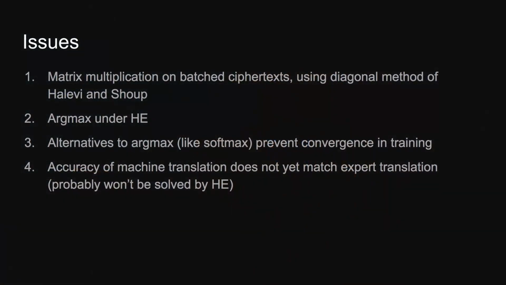Okay, I want to really quickly walk you through some of the technical issues that we encountered in the process of doing this. One was an issue about how to do matrix multiplication using these ciphertexts that contain multiple vectors. Like, how do we do a separate multiplication for each of these? The second one is the argmax issue, and the third one is also the argmax issue. The fourth issue is just that machine translation is still not perfect, but that's probably not a problem that's going to be solved by SEAL.